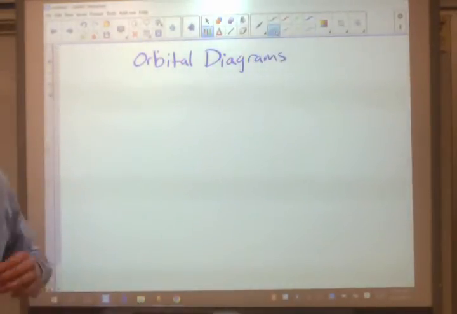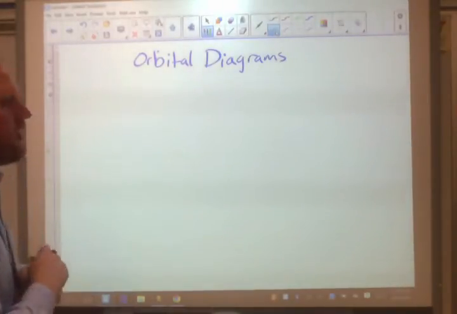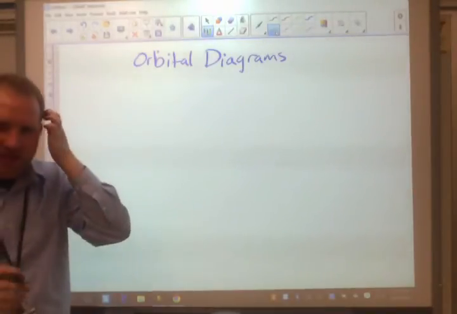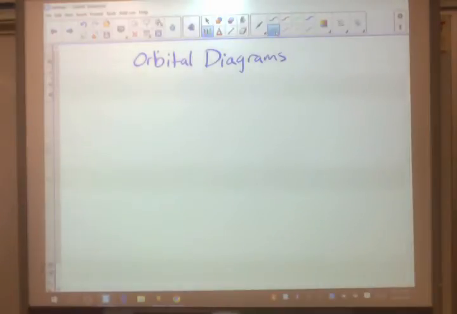Okay. Let's talk about orbital diagrams. In orbital diagrams, we're going to use up and down arrows to represent the spin of electrons. Electrons basically spin either top spin or bottom spin. And if there are 2 electrons occupying the same specific orbital, they have to have opposite spins. So let's come up with an example here. Let's do magnesium.